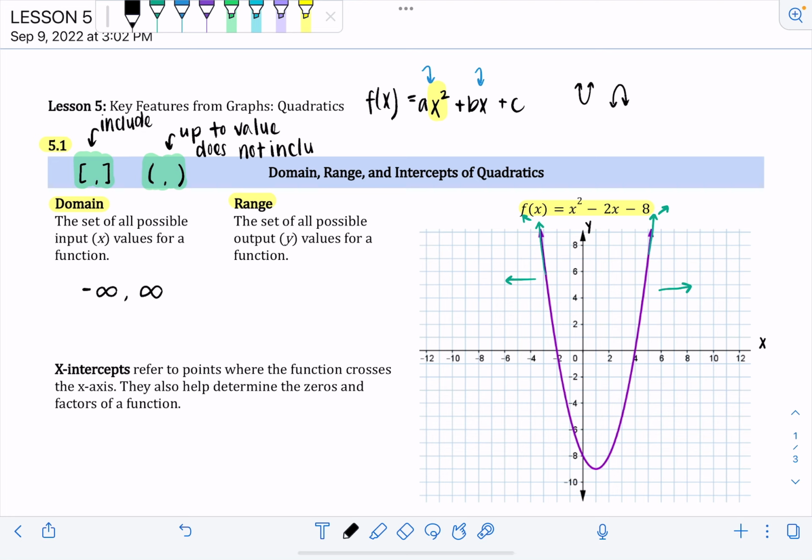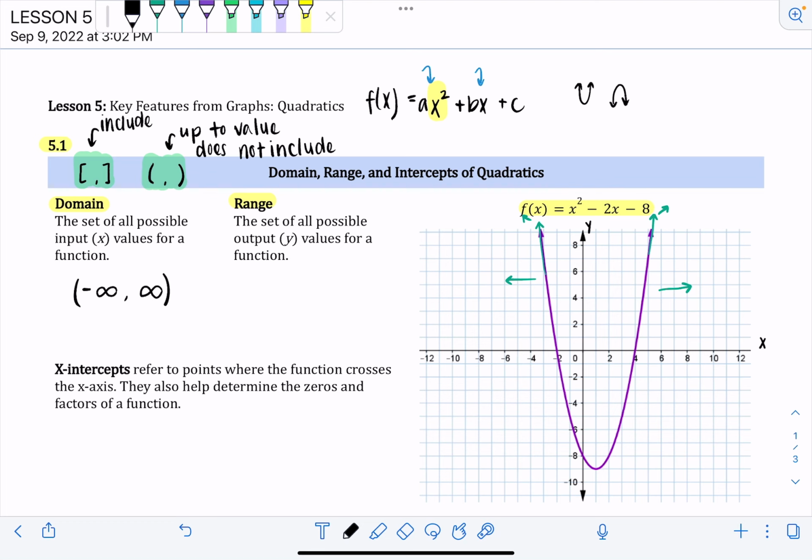Since infinity is not technically a number, we can't include infinities. So anytime you have infinity, you would have a parenthesis around it and not a bracket. Okay, so domain is between negative infinity and positive infinity. That just means any possible x value is good.